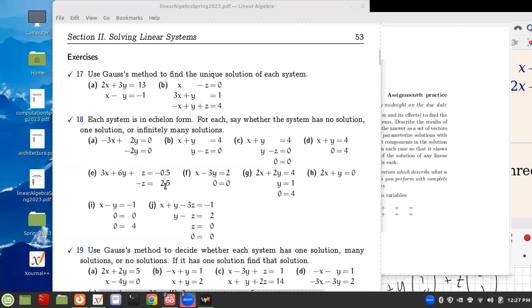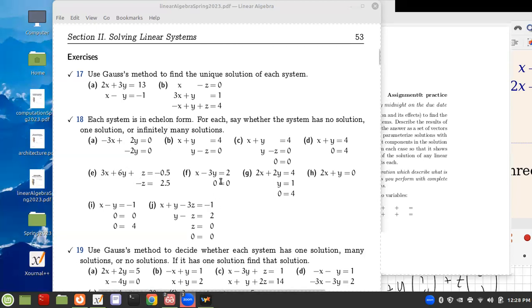Let's look at number E. There's no contradiction, so it's either one or infinity. What do you think it is? Anyone want to hazard a guess? Infinite, yes. Even though Z is a constant, usually the first two variables are leading and the last one free, but here the first one is leading, the third variable is leading, but the middle one, Y, is free because it's not leading in any row. So you have a free variable, so you have an infinite number of solutions.